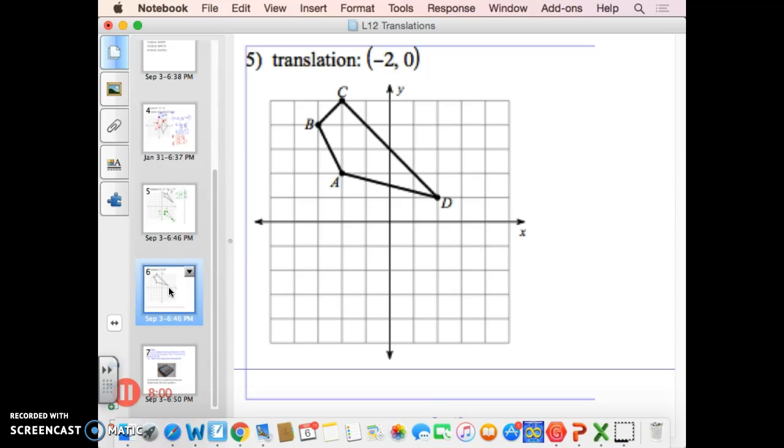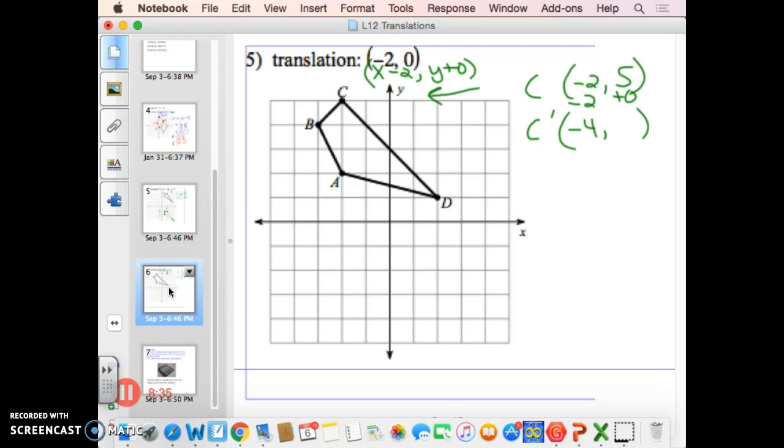This is number 5. This is another way we write a rule. And so please remember that this is going to be x minus 2, y plus 0. Okay? So what I'm doing is I'm taking my x-coordinate and subtracting 2, and my y-coordinate is staying the same. So what I should be picturing in my head is that this is just going to slide to the left. Let's go ahead and look at coordinate c as an example. So c is currently at negative 2, 5. My rule says I'm going to subtract 2 from my x, and I'm going to add 0 to my y. So c prime will now be at negative 4, 5. So let's look. If I move it back 2, sure enough, that's at negative 4, 5.